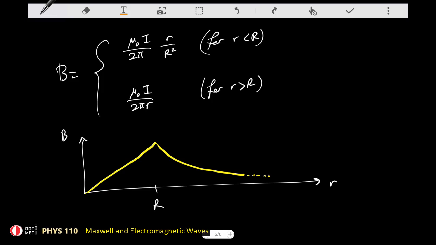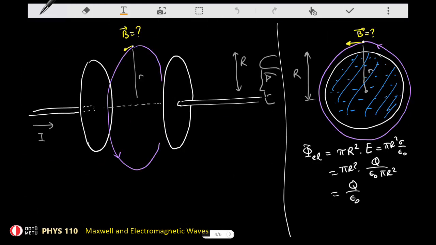As a result, this is essentially the magnetic field produced by a thick wire that's carrying a current. The only difference is that physically, there's no current in that region. There's no real current. It's just that there's an electric field which happens to be changing with time.